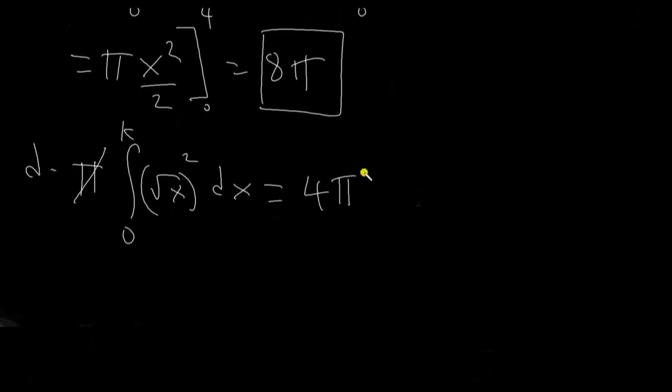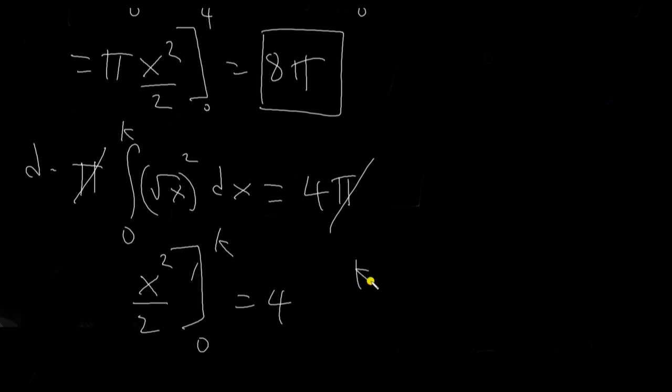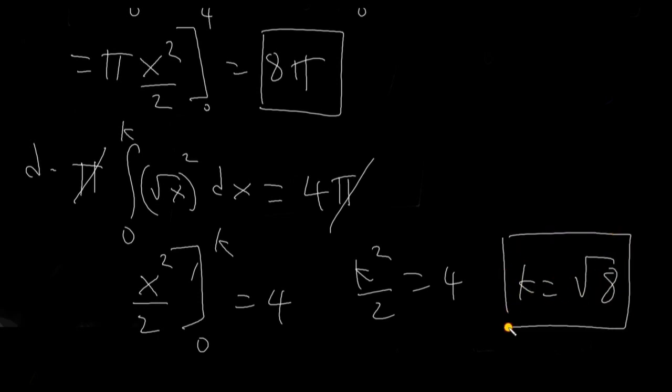And then the pi's are going to cancel. And then evaluating this is going to give us x squared over 2 from 0 to k being equal to 4. Plugging in k gives us k squared over 2 equals 4, and k is square root of 8. So getting that answer would be the second point. And that's it for question 1. Let's look at question 2 now.